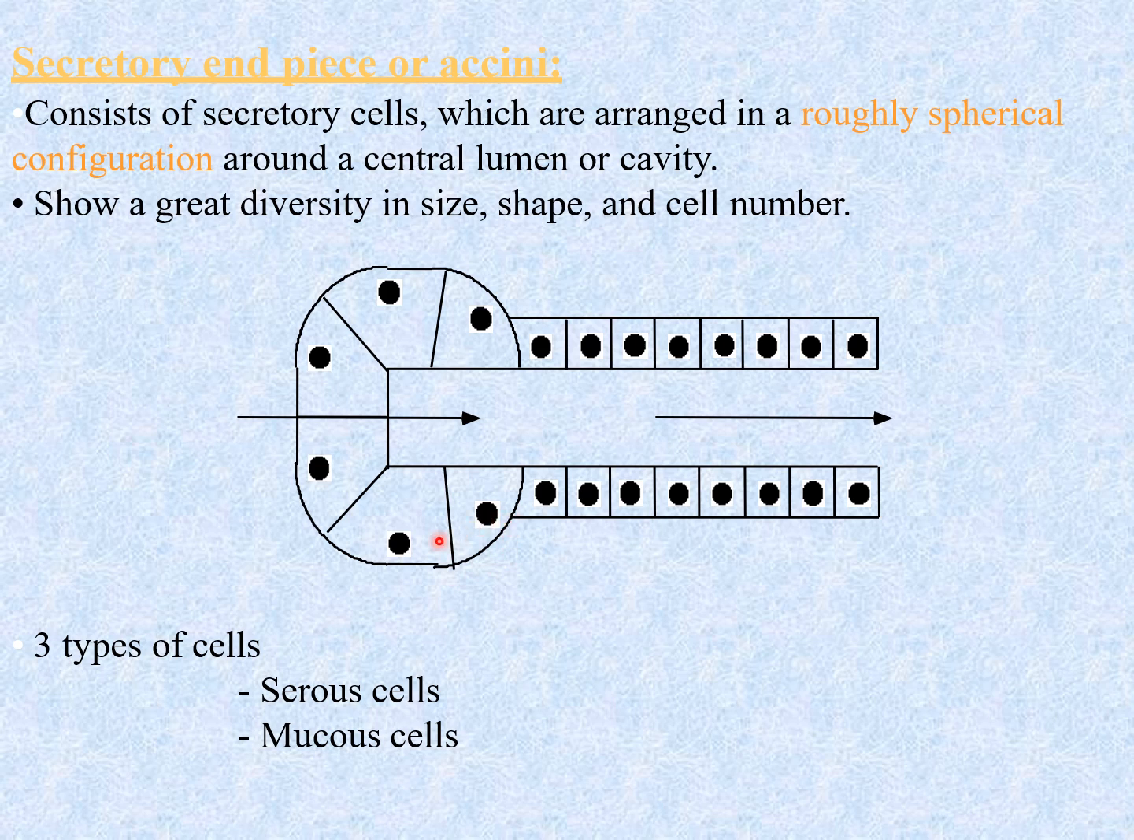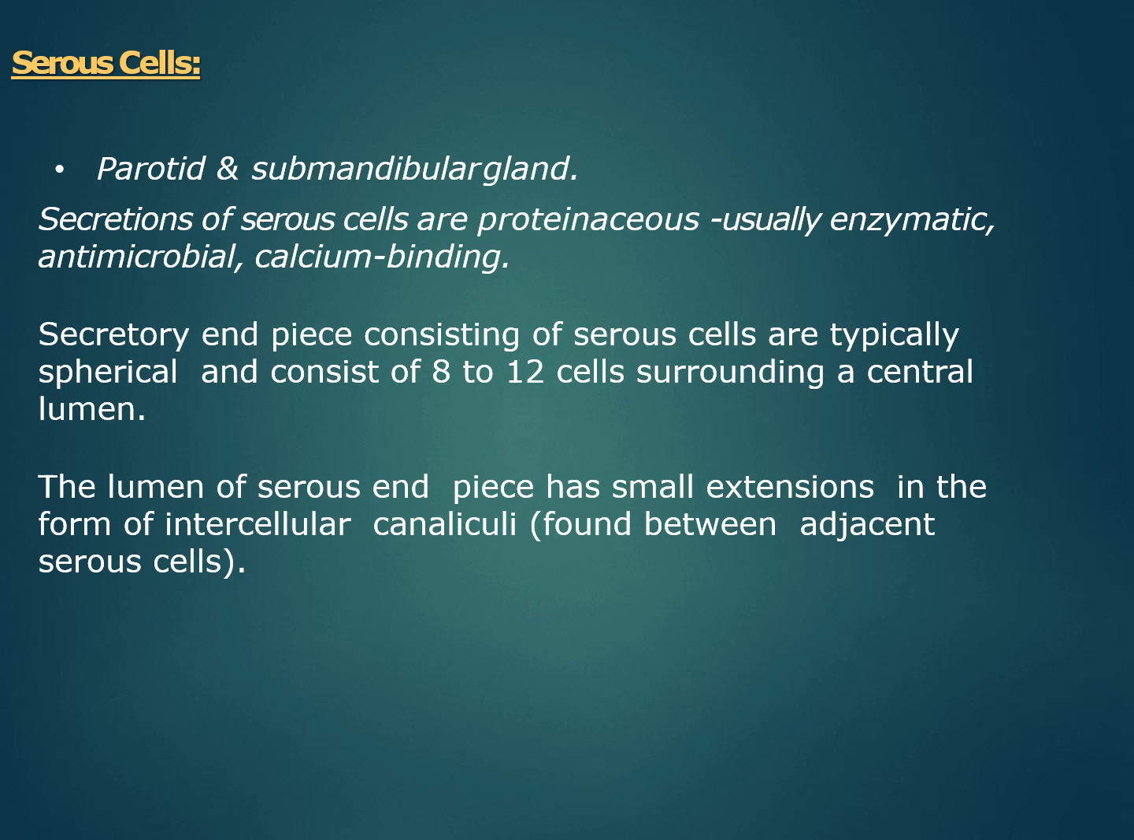Then these cells can be serous cells or mucous cells. The cells present in an acinus or secretory end can be serous cells or mucous cells. Serous cells are seen in the parotid and submandibular glands. The secretion of these cells is proteinaceous, usually enzymatic, antimicrobial and calcium binding.